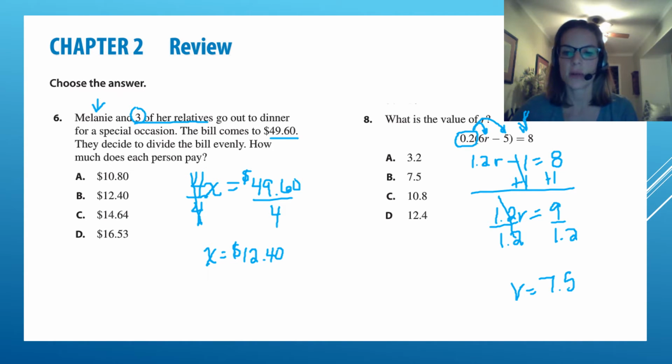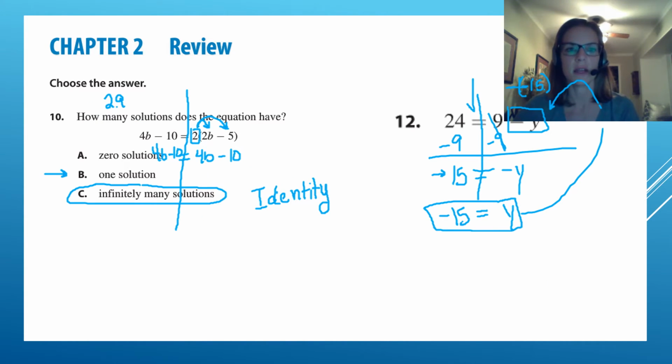And again, you can always check this by substituting 7.5 back into the equation for r, and that should give you something that checks out to 8. Oh, that is a terrible check sign. Sorry about that. All right, moving right along on number 10.